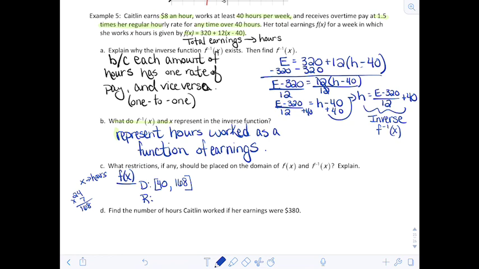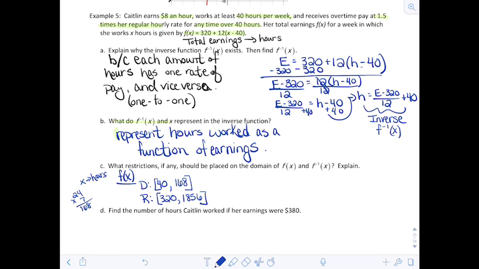Now for range, the way that we would find the range is we would evaluate the highest and the lowest amount of earnings. Well, we already know that for 40 hours, that's your base pay of $320. So if you worked every single hour of the week and you plugged in 168 for those hours, I've done the math on this, you would have $1,856. So you could make $1,856, not realistically, if you worked every single hour of the week.